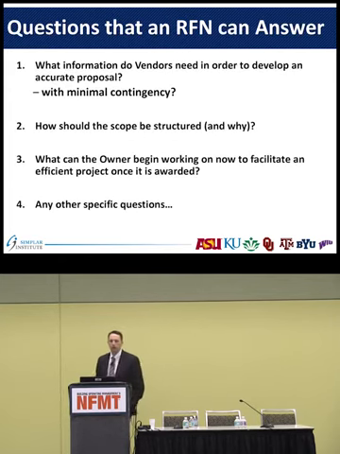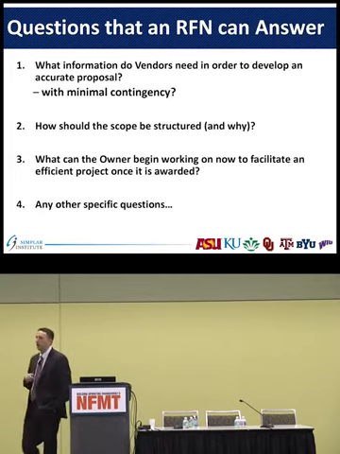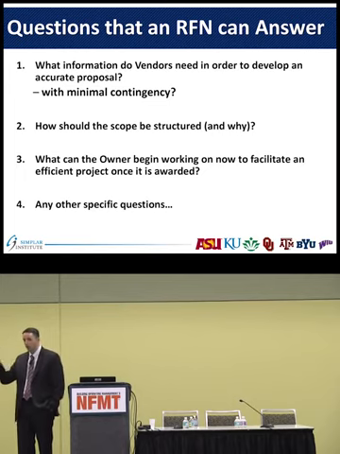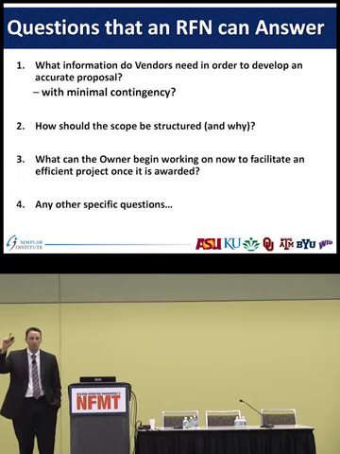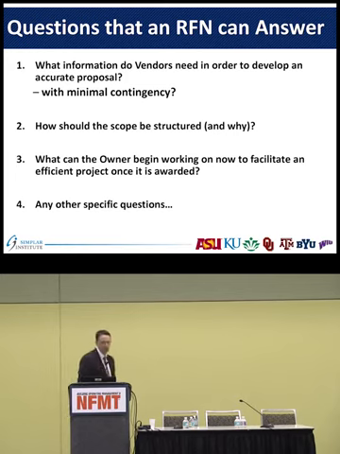So some questions that the RFN can answer are: what information do the vendors need to put together a good response to your RFP and have minimal contingency? The reason I have contingencies in our bids is because we don't know what's going to happen, so anything we can do to minimize that contingency is a really good thing. How should the scope be structured and why? How can the owner begin working now on different parts of the site and the other specific conditions?